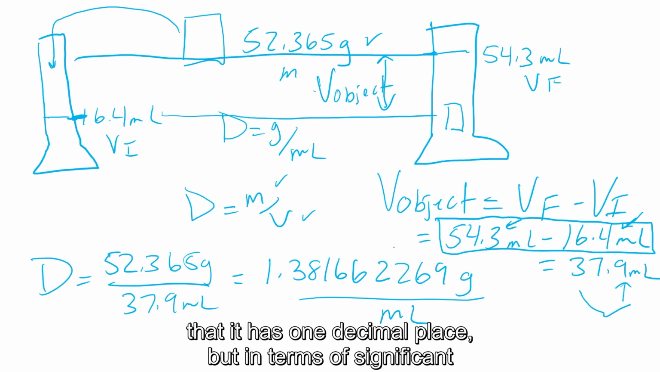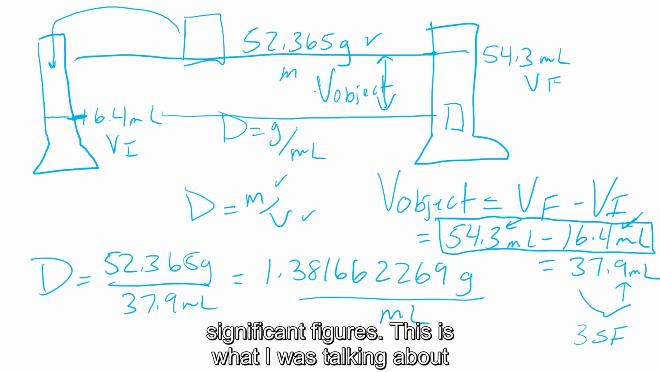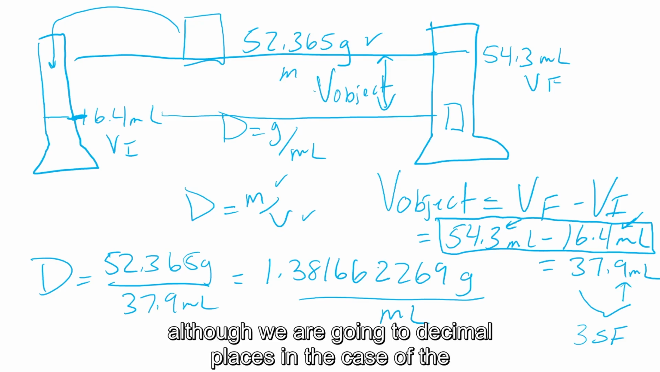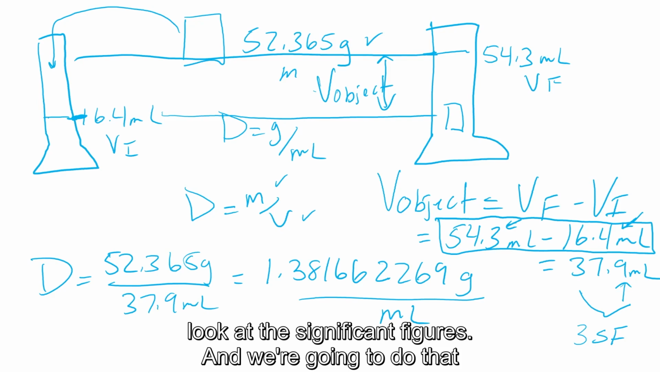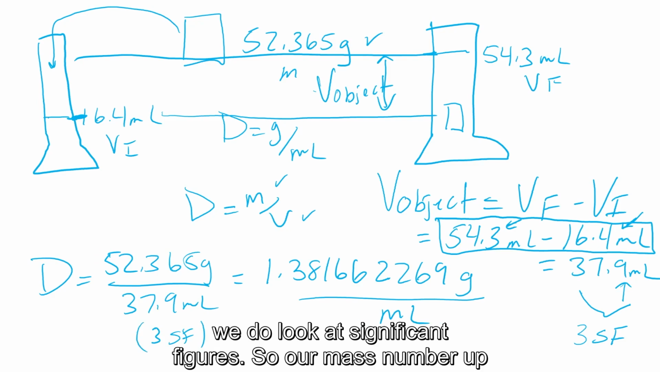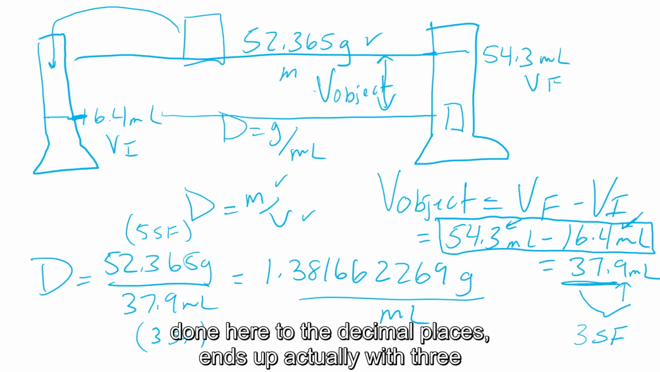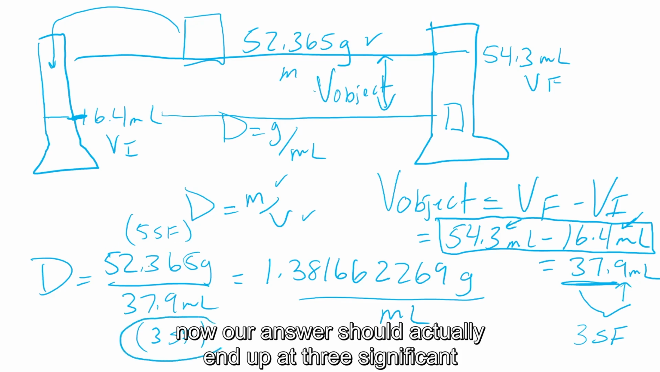Remember that it has 1 decimal place, but in terms of significant figures, with that 1 decimal place, it actually has 3 significant figures. This is what I was talking about earlier. It's important to keep track of all this, because although we are going to decimal places in the case of the volume, ultimately now we're going to take that number and look at the significant figures. And we're going to do that because the last calculation that we did was dividing, where we do look at significant figures. So our mass number up on top has 5 significant figures. Our volume, correctly done here to the decimal places, ends up with 3 significant figures, even though it has 1 decimal place. And now our answer should end up at 3 significant figures.